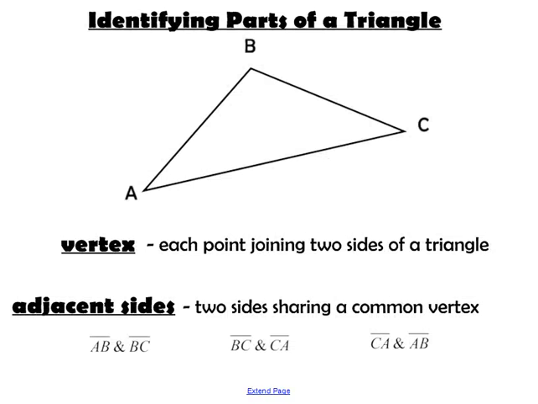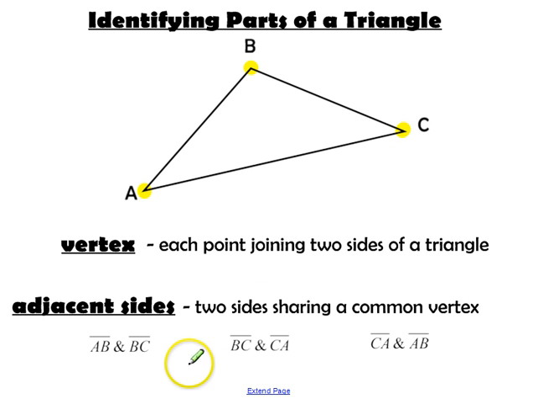Introduction to triangles. First, we just want to identify the parts of a triangle. A vertex is each point joining the two sides of a triangle. So we have vertex A, vertex B, and vertex C. Those are also known as the angles of a triangle.